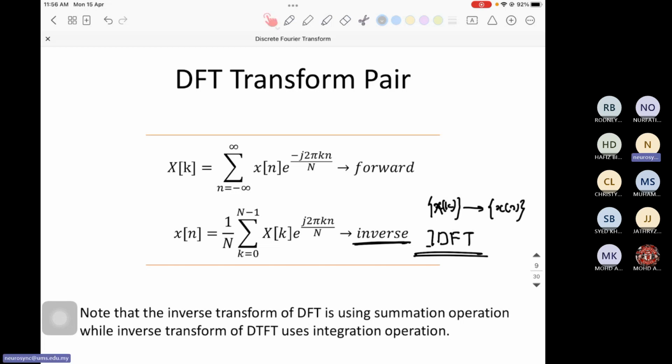From 0 to n minus 1, this is the summation from 0 to n minus 1 of x of n e to the power minus j 2 pi by n k into n. This is the forward transformation. And if I want x of n back, then 1 by n, again summation from k equal to 0 to n minus 1 of capital X of small k e to the power, here the minus sign is not there, this is plus j 2 pi by n k into n.